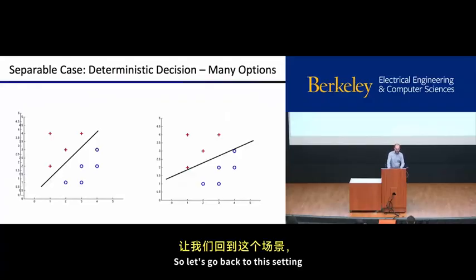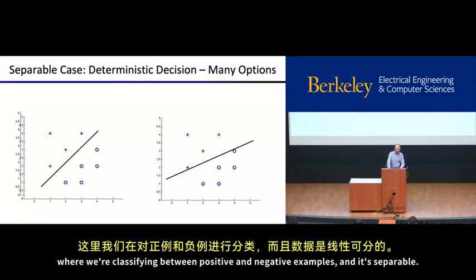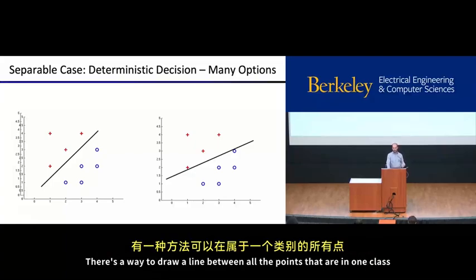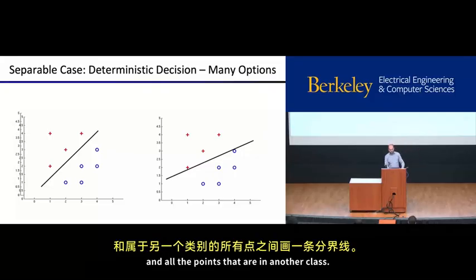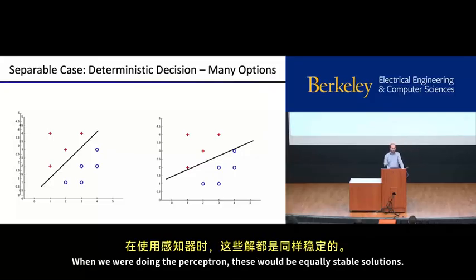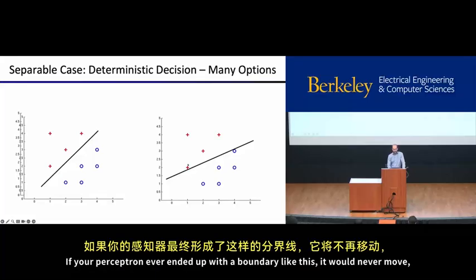So let's go back to this setting where we're classifying between positive and negative examples, and it's separable. There's a way to draw a line between all the points that are in one class and all the points that are in another class. When we were doing the perceptron, these would be equally stable solutions. If your perceptron ever ended up with a boundary like this, it would never move.